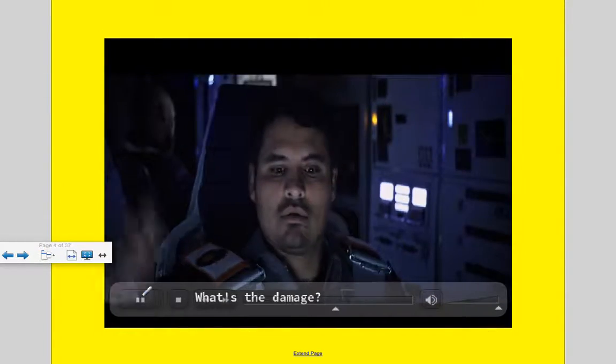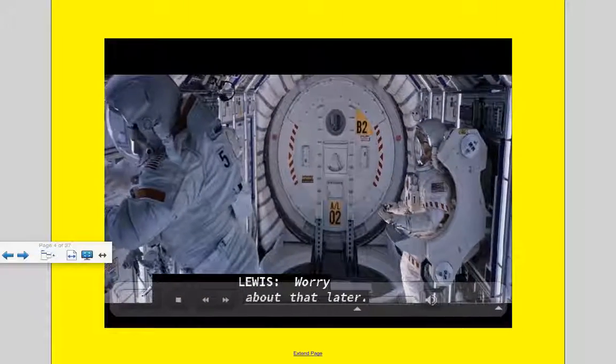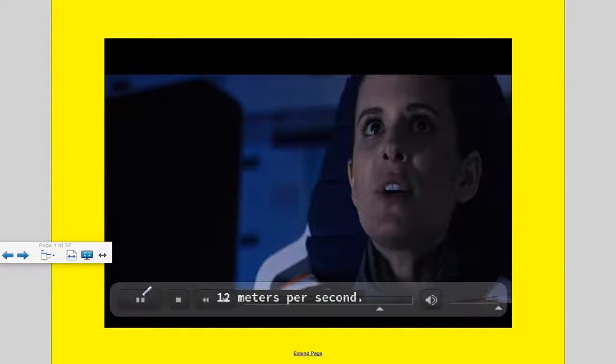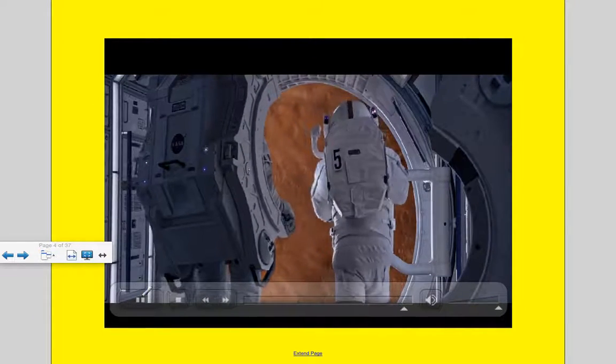Bridge seal holding. What's the damage? Worry about that later. What's the relative velocity? 12 meters per second. Copy.